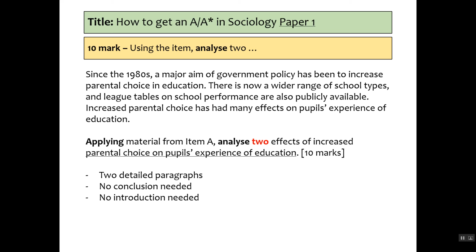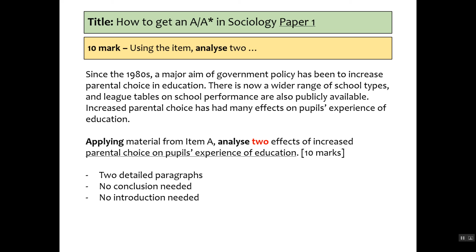For the education side, you get using the item, analyse 2. Apply material from item A, analyse 2 effects of increased parental choice on pupils' experience of education. And the item is as follows. Since the 1980s, a major aim of government policy has been to increase parental choice in education. There's now a wide range of school types, and league tables on school performance are also publicly available. Increased parental choice has had many effects on pupils' experience of education.